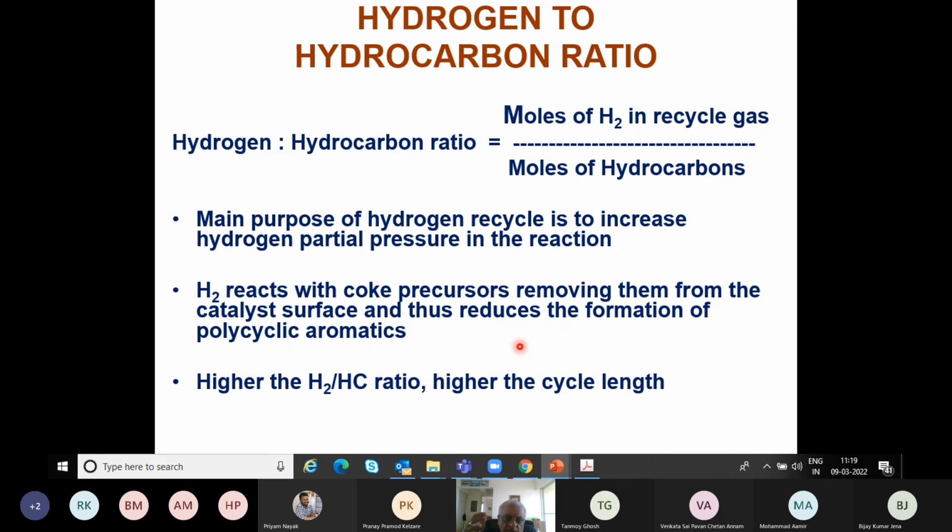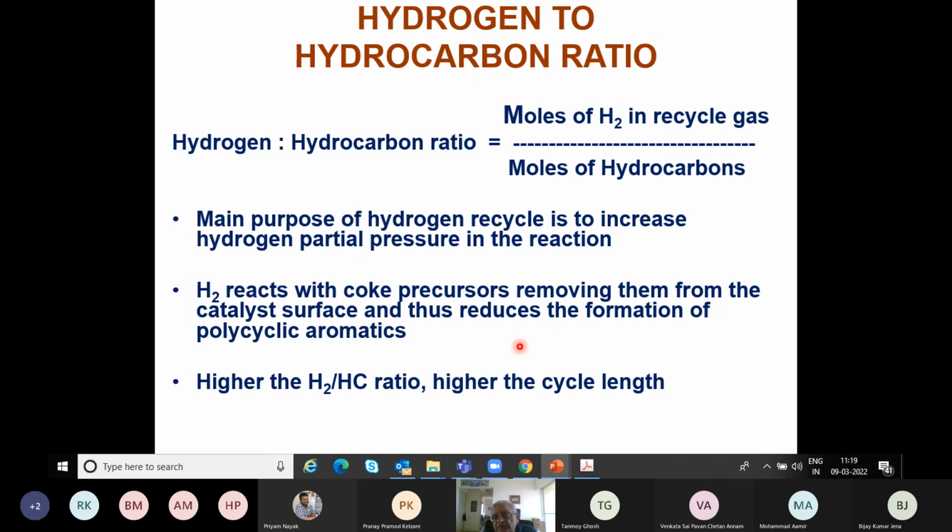Because actually, the more you put hydrogen along with the feed, any coke deposit on the catalyst, actually hydrogen reacts with those coke precursors or even the carbon deposit on the catalyst, and clears out the surface. So when you want to go for higher severity, generally people go for less recycle ratio. That means lower hydrogen to hydrocarbon ratio. So keep that in mind, and this is one handle in the hands of the operator.